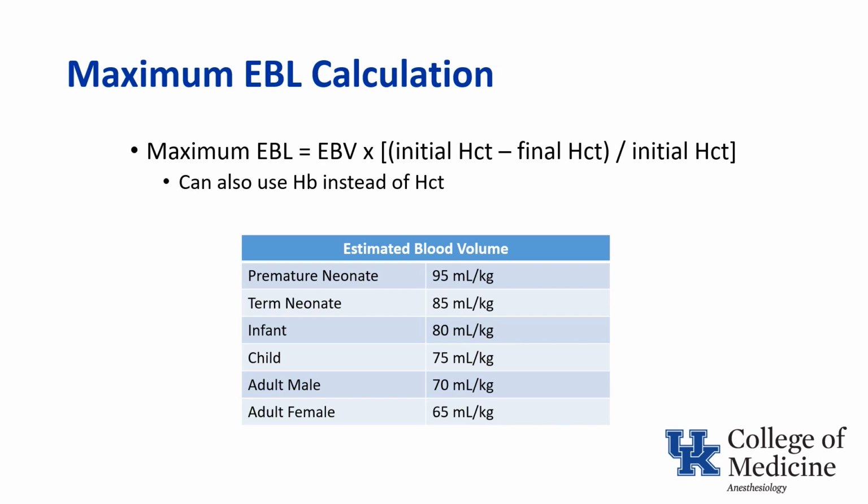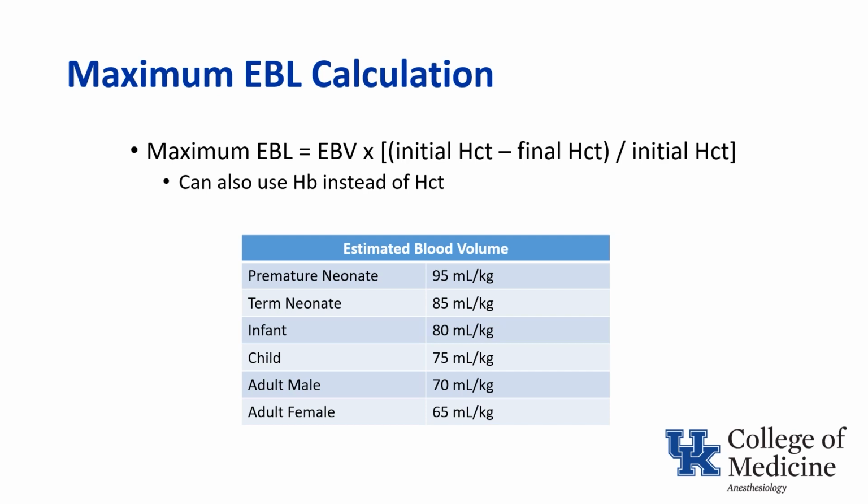Our next keyword is maximum estimated blood loss calculation. You may also hear it as allowable blood loss calculation. This is just, unfortunately, one of those things that you have to memorize. The formula is: maximum estimated blood loss equals the estimated blood volume times the initial hematocrit minus the final hematocrit, divided by the initial hematocrit. You can also use hemoglobin instead of hematocrit if you prefer.